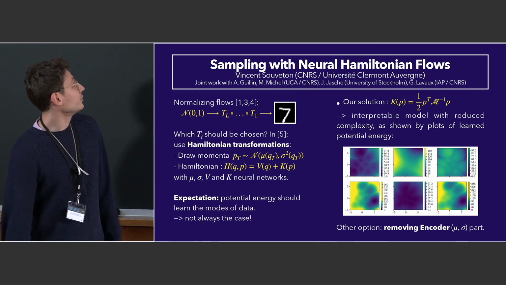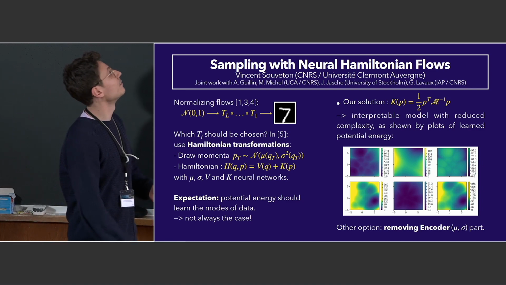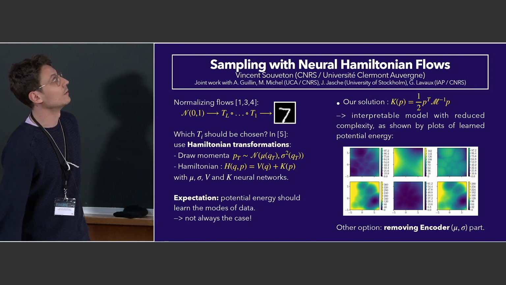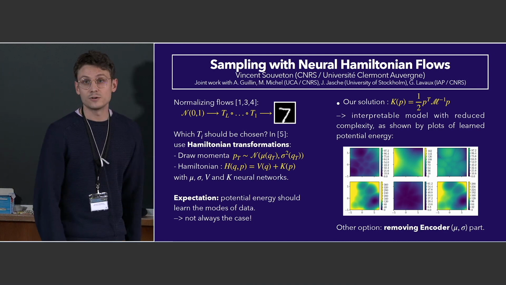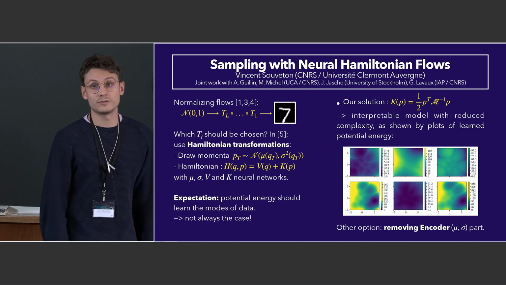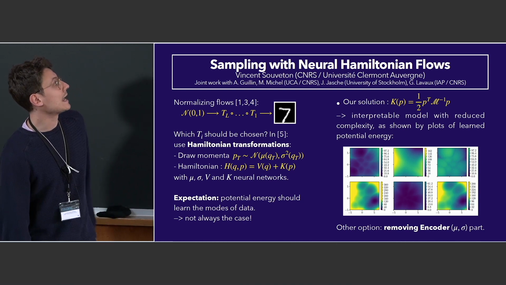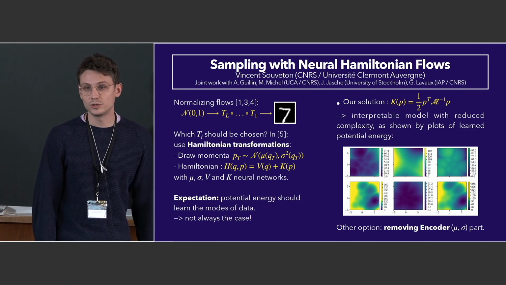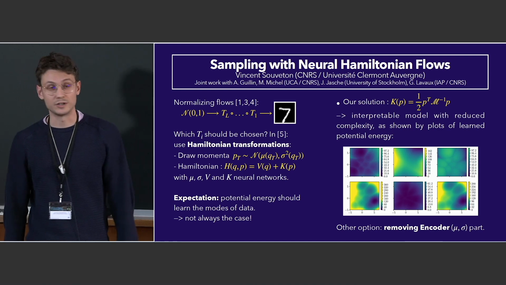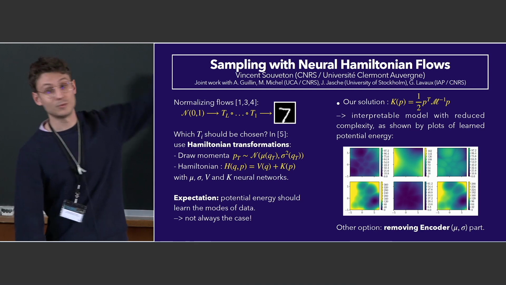They claim that their model should be highly interpretable since it's physics-based, and so in their mind, the potential energy should learn the modes of data, for example. But we found that it was not always the case, so our solution consists in enforcing even more physics and fixing the kinetic term to be quadratic, as in classical mechanics. And now when targeting a multimodal distribution, the fixed kinetic version, second row here, always learned a multimodal potential, while it's not always the case with the usual NHF, first row here, and a problem in the middle.